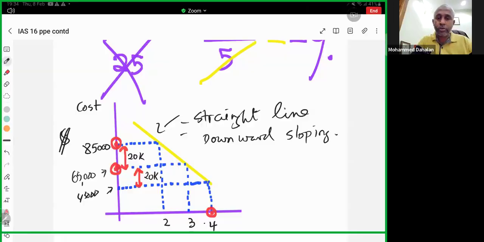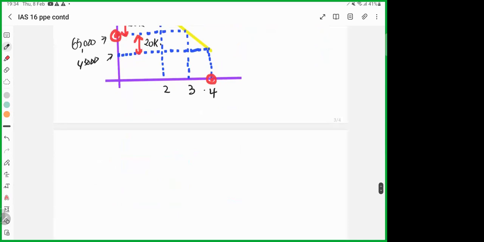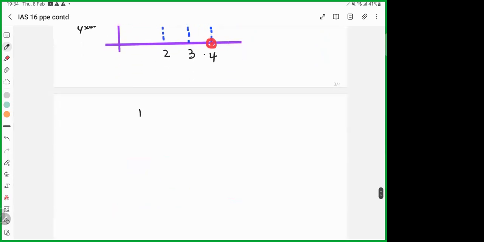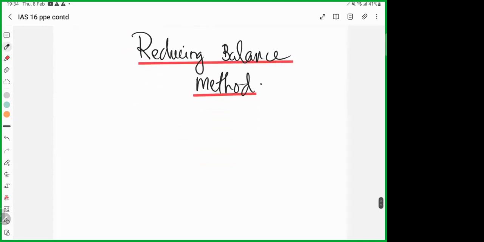All right. So far we discussed all about the straight line method. Now we move on to the reducing balance method.